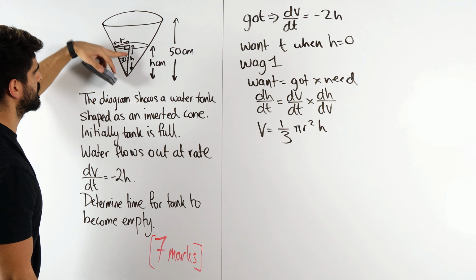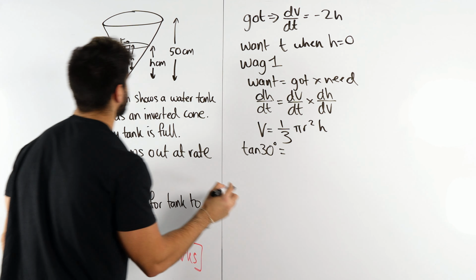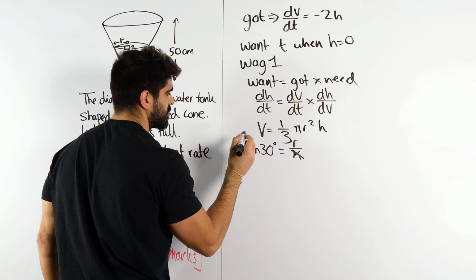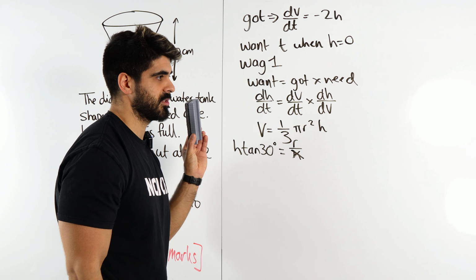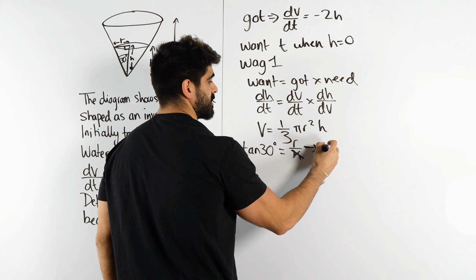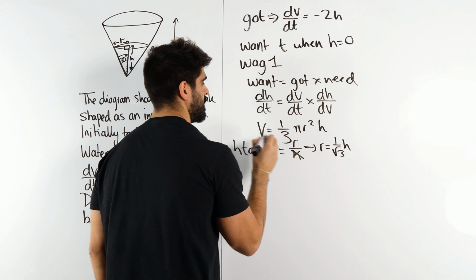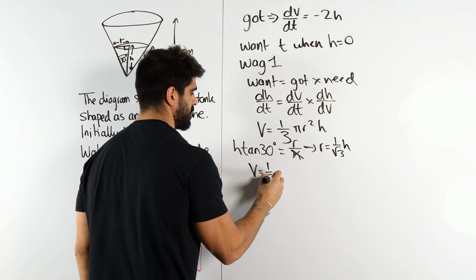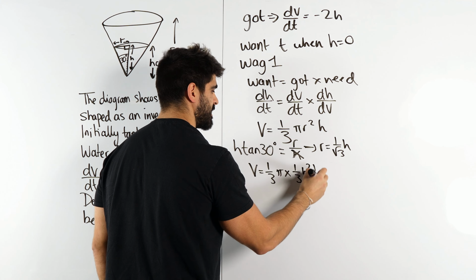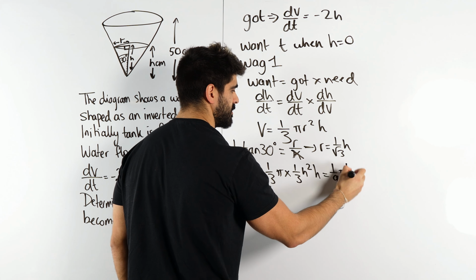So opposite, adjacent, tan. So tan 30 is the opposite over H. The opposite is R over H, so R is H tan 30, and tan 30 is 1 over root 3, or root 3 over 3. But actually we're going to square it, so I'm going to write 1 over root 3 H. So the volume then is 1/3 pi times R squared. When you square that, you get 1/3 H squared times H, which is 1/9 pi H cubed.